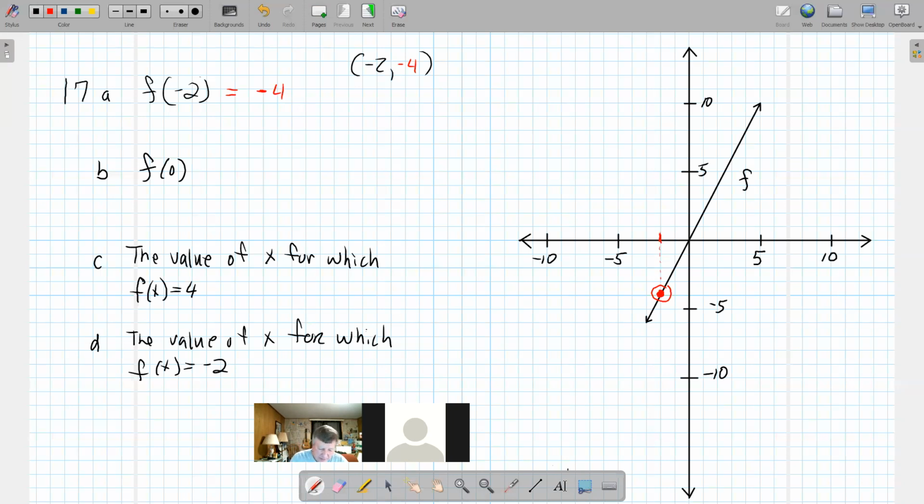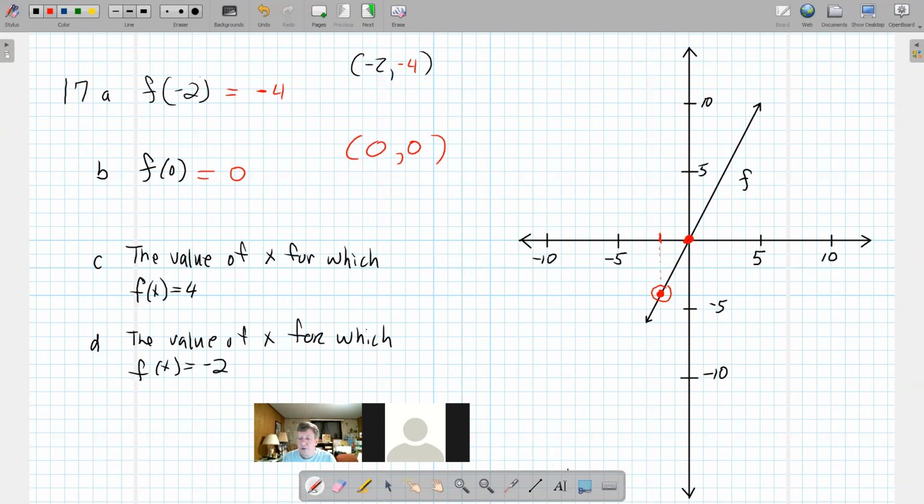Okay. Next question says find f of 0. So basically what we're doing is completing that ordered pair. On the graph, find out where x is 0. What's the corresponding y value? It's also 0. This graph goes through the origin. So for this graph, f of -2 equals -4, f of 0 equals 0. Any questions about this?